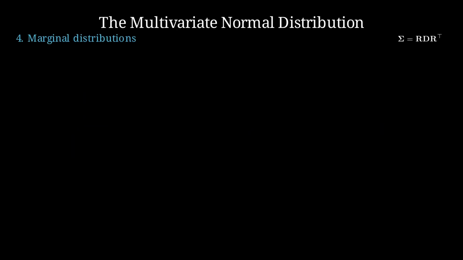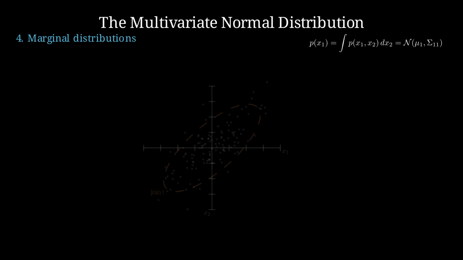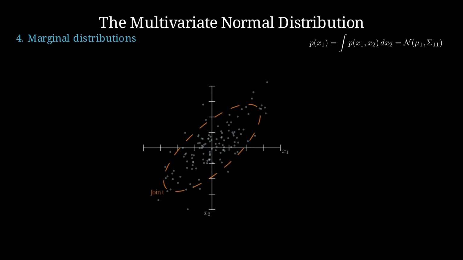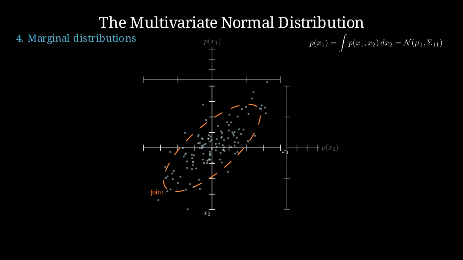Section 4, Marginal Distributions. The marginal density of a subset of coordinates is obtained by integrating out the rest. For a bivariate normal, the marginal of x1 is a one-dimensional normal with mean mu1 and variance sigma 1,1. The marginal of x2 uses sigma 2,2. Crucially, both marginals are Gaussian even when x1 and x2 are strongly correlated. The curves above and to the right are those marginal densities projected from the joint cloud.